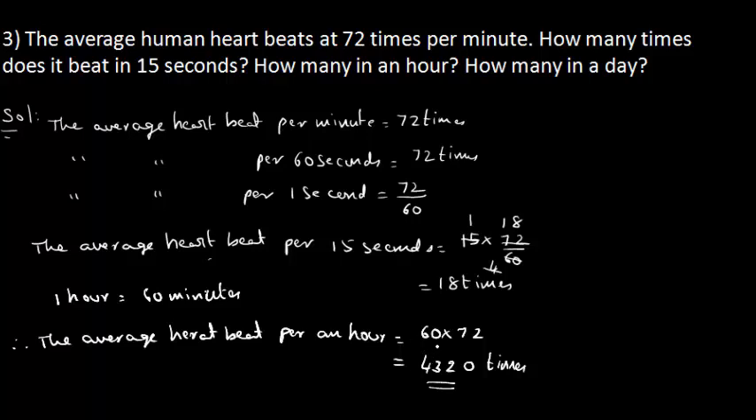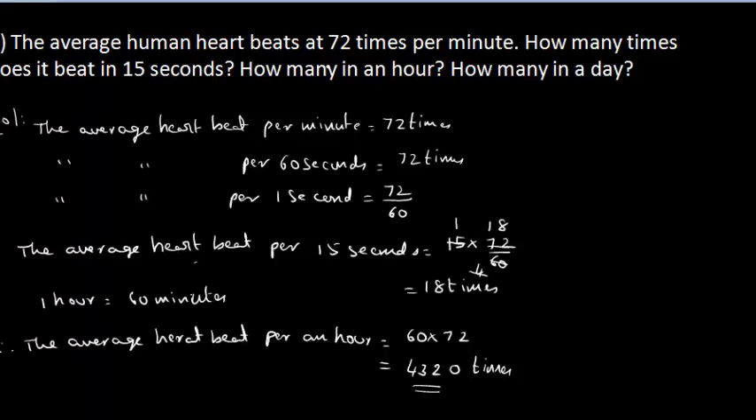1 hour has 60 minutes. 60 into the average heartbeat per minute equal to 72 times. So 60 into 72, 4320 times. How many in a day?